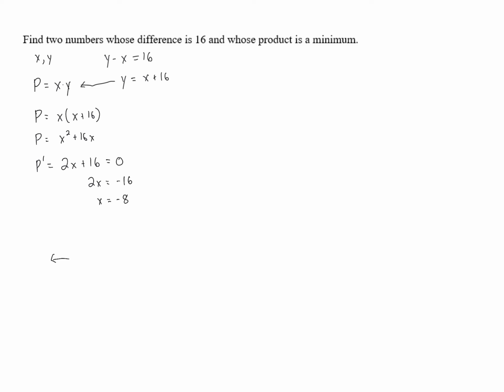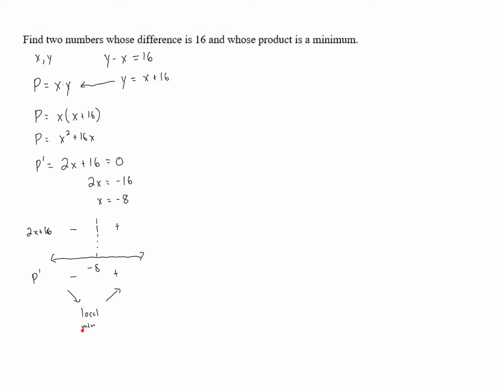Let's actually make a sign chart for our derivative. Now the only factor here is 2x plus 16. That is going to be positive if x is greater than negative 8, negative otherwise. And so our derivative of the product is going to be negative and then positive. So the product is going to be decreasing and then increasing. That means we have a local minimum here.